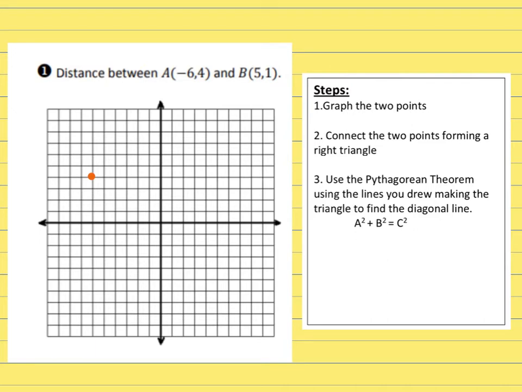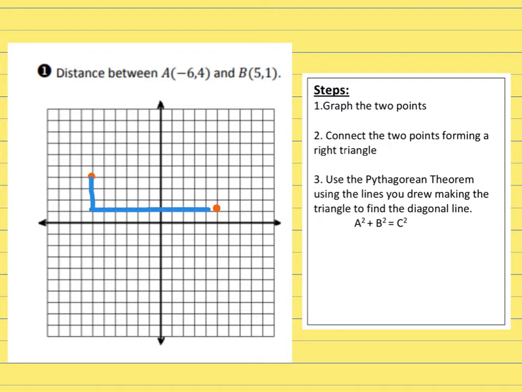Okay, now I'm going to graph point B, which is (5, 1). So I would go over to the right 5 and up 1 and put a dot. That's a little bit high, but pretty close. Then I'm going to connect them to get basically my slope.